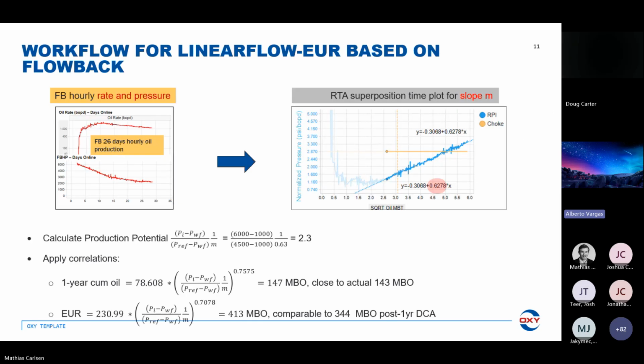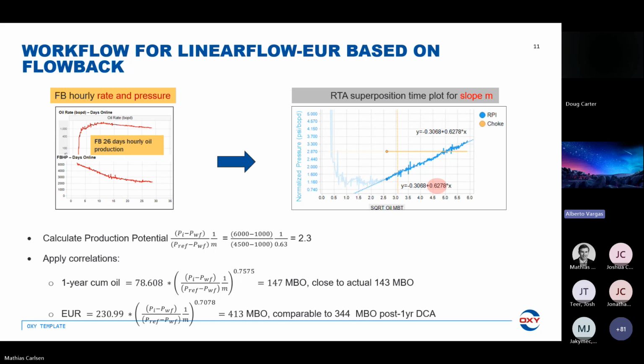Now let's go to the workflow to see how to use it. It's very easy. From flowback, you have rate and pressure, and then you just plot the RTA superposition time plot. Of course, you can use Whitson. This one is also from 2018, because I found that we do have a correlation, and I don't want to do Excel files one by one. So I asked our database and surveillance engineer to create the Spotfire file for flowback data to add this feature, the RTA plot, in our Spotfire database. So we can get this. And when you have a slope, you plug it in to calculate the production potential.